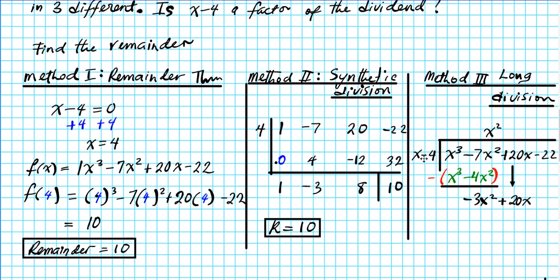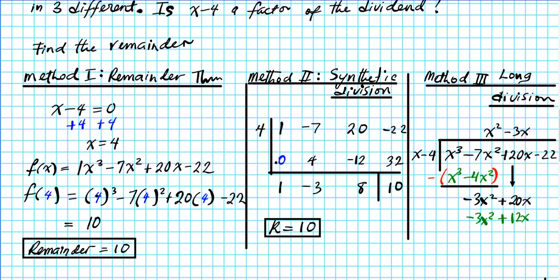How many times does x go into the leading term here? How many times does x go into negative 3x squared? Or x times what gives you negative 3x squared? The answer is negative 3x. Okay? Negative 3x times x gives you negative 3x squared. Let me change the color there. Gives us negative 3x squared. And then negative 3 times 4 gives us positive 12x.